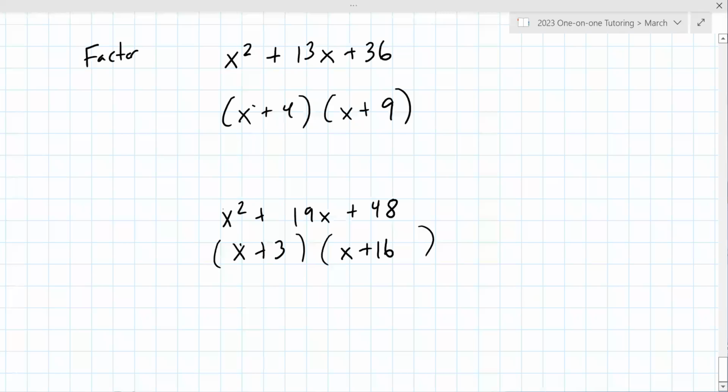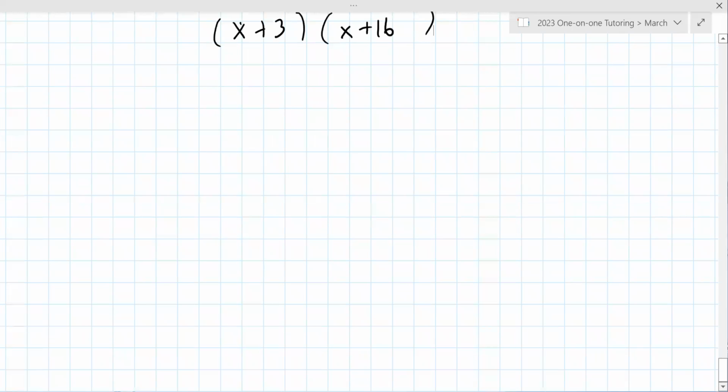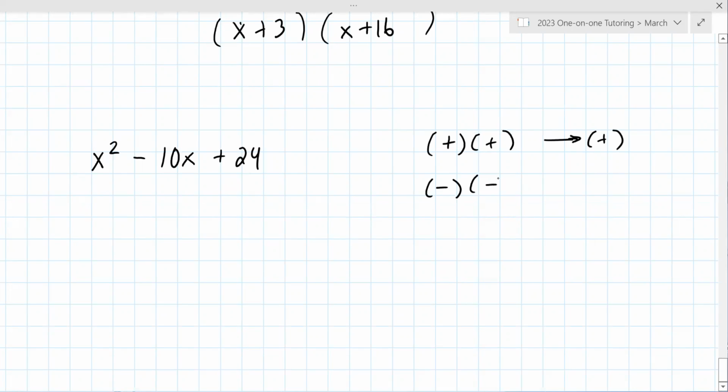The next type that we've been looking at is where they're both negative. So I could give you a problem like this, like x squared minus 10x plus 24. 2 numbers that multiply to 24 but add to negative 10. Which means you have to think about, how do you get back to a positive number? Well, obviously a positive times a positive gets you to a positive, but if they're both negative, that also gets you to a positive.